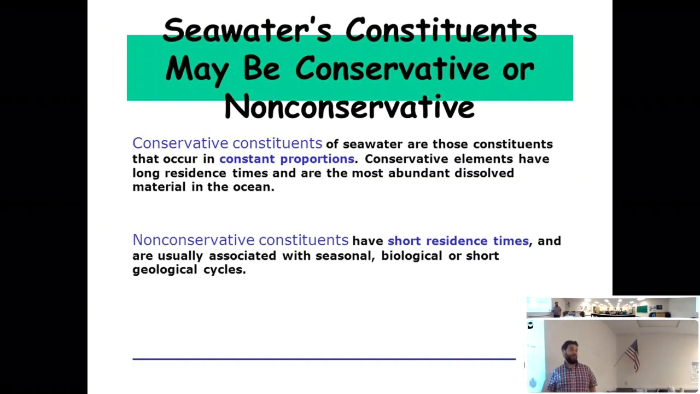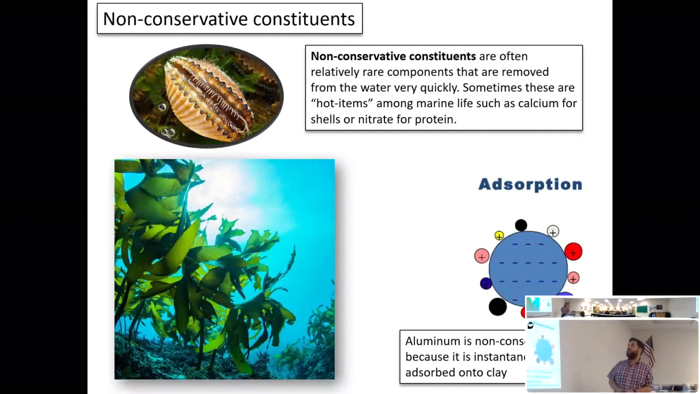Is this confusing to anyone? No, everybody understands it? Okay, well then it also kind of explains it. So non-conservative constituents have very short residence times, right? Shorter than that of the ocean mixing time. So non-conservative constituents are often relatively rare. They're removed quickly from the water. These are kind of what I call hot items in the water. They get used very quickly, often by marine life.